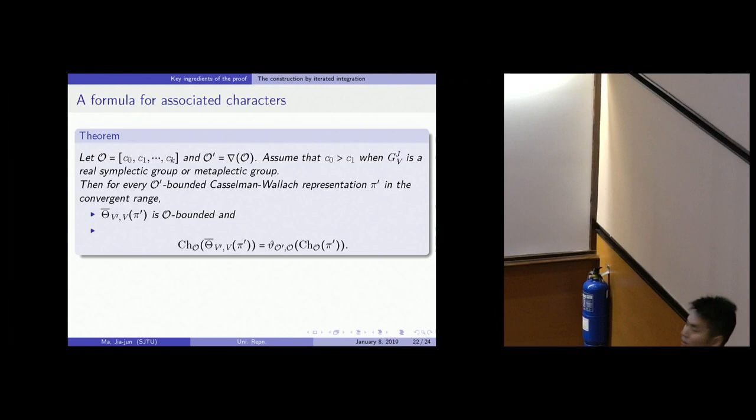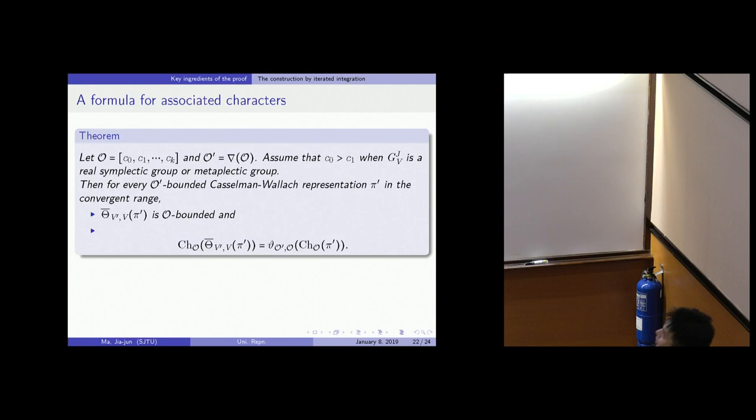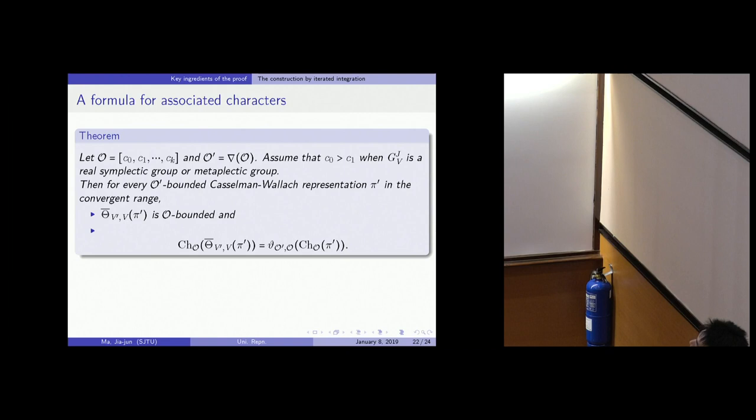So this is the technical result we need. Suppose O is a unipotent orbit whose columns are given by C0, C1 to CK, counted from left to right. If O prime is the descent of O, it means that you just delete the first column. The technical result is that we need C0 to be bigger than C1 if this group is a symplectic group or metaplectic group. Then if the original representation is O prime bounded, the new representation is O bounded. Moreover, we have this equality of the associated character.